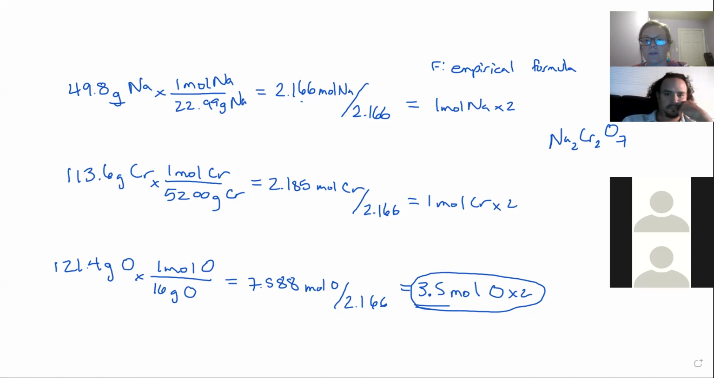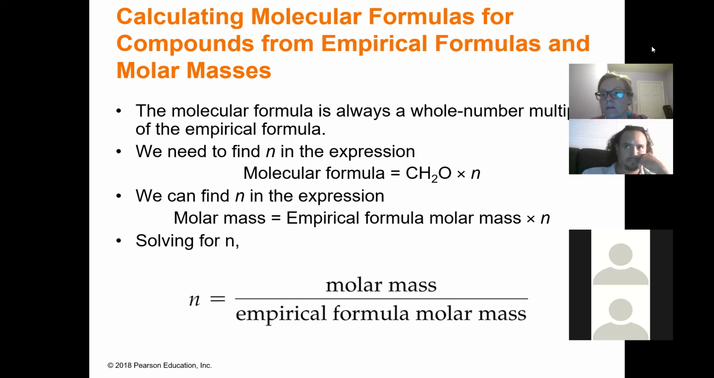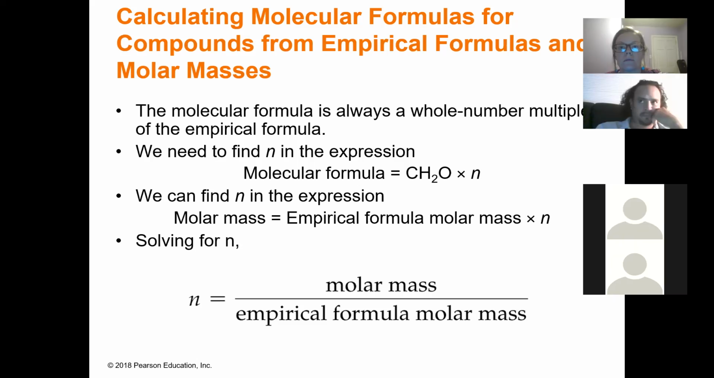Hold on 1 second. I want to be able to draw on this. So I have my empirical formula here. And I multiply it by n. And n is just how much bigger is the molecular formula than the empirical formula. If n is 2, the molecular formula is twice as big. If n is 3, it's 3 times as big. How do you figure out n?